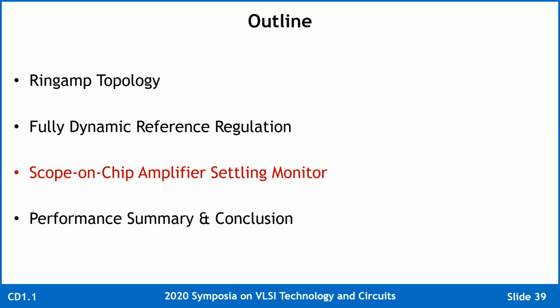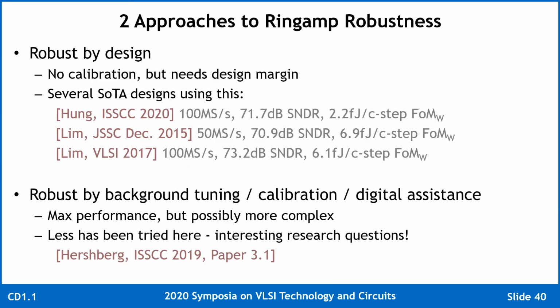I will now present another idea that we introduced in this system, that of a scope-on-chip style amplifier settling monitor. This is motivated by the need for ring amps that are robust across PVT. There are two approaches to this. One is robust by good analog design, and this can mean no calibration, but often may require some extra design margin to be built in to pass corners.